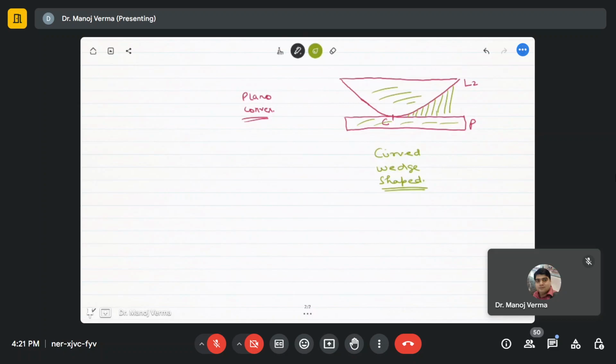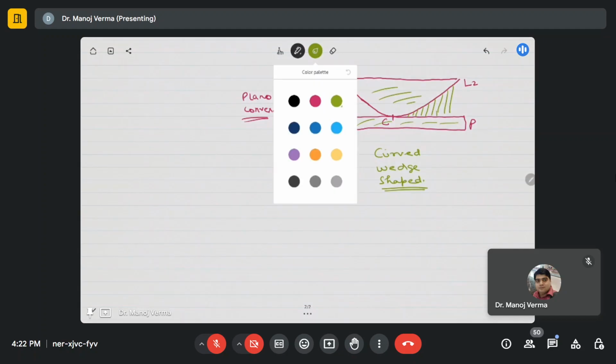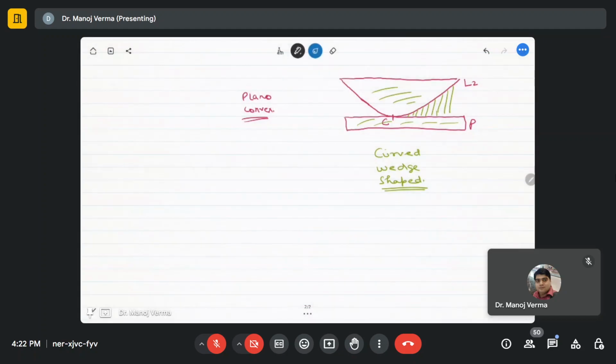Now when this air film is illuminated normally by a monochromatic light, coming from here, from this point, this film of air will behave like a wedge-shaped film. And when this air film is illuminated normally by a monochromatic light, circular interference fringes will be observed.